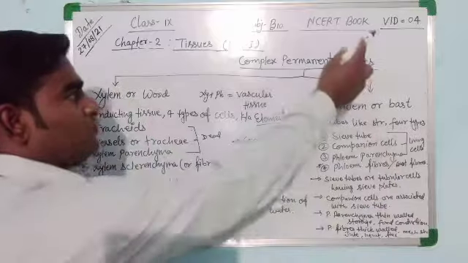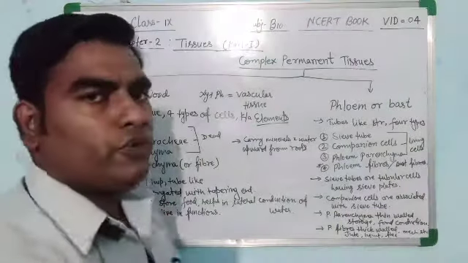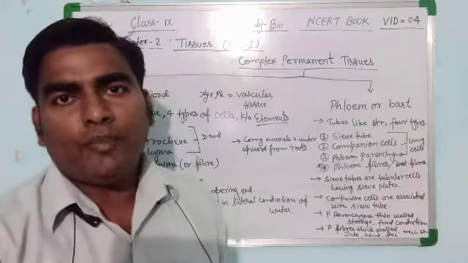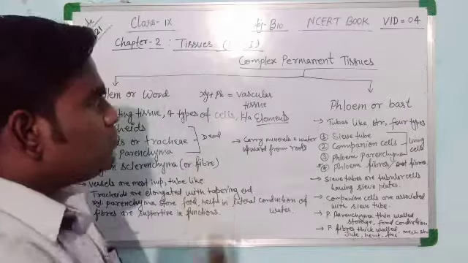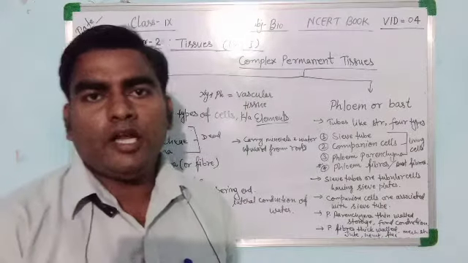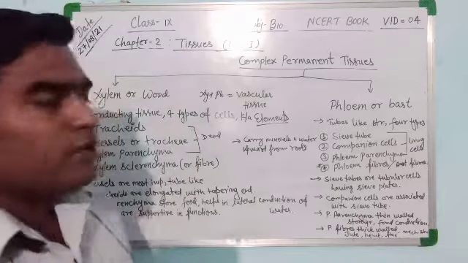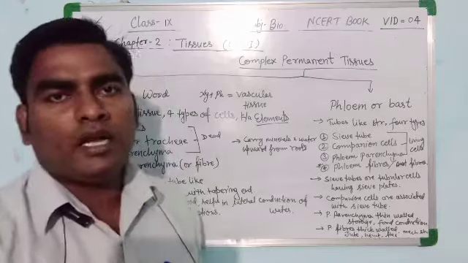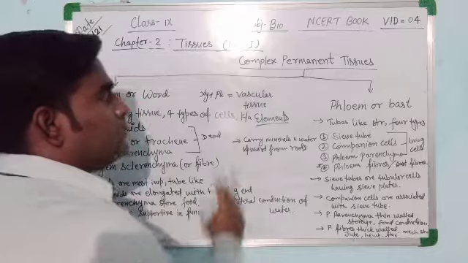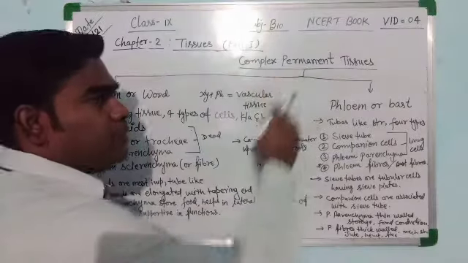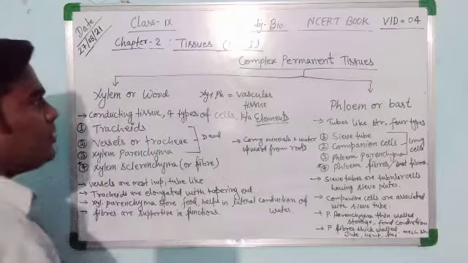This is video number 4 of chapter number 2, Tissue. In this particular video we will study complex permanent tissue. As you know, permanent tissue is of two types: simple permanent tissue and complex permanent tissue. We have already studied the simple permanent tissue, having parenchyma, collenchyma and sclerenchyma. In this video the complex permanent tissue is discussed. So let us see about the complex permanent tissue.